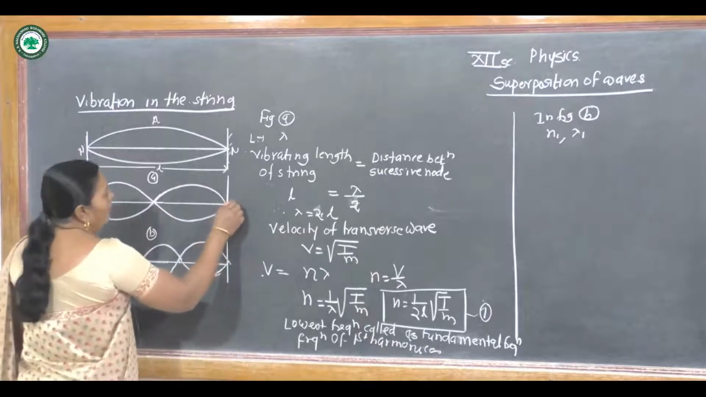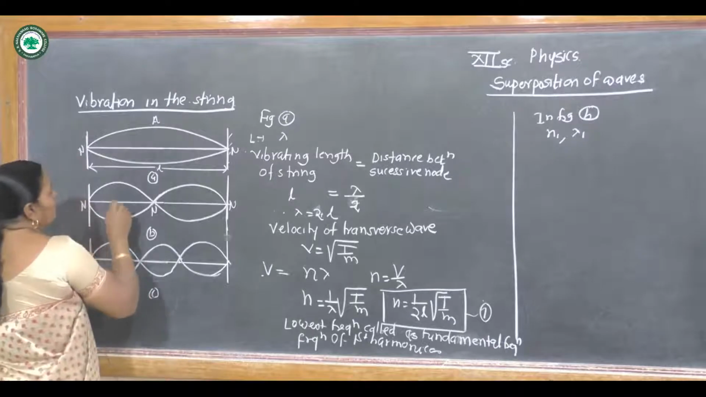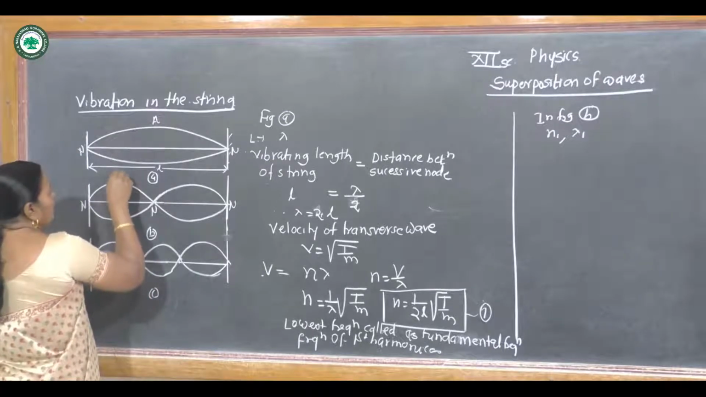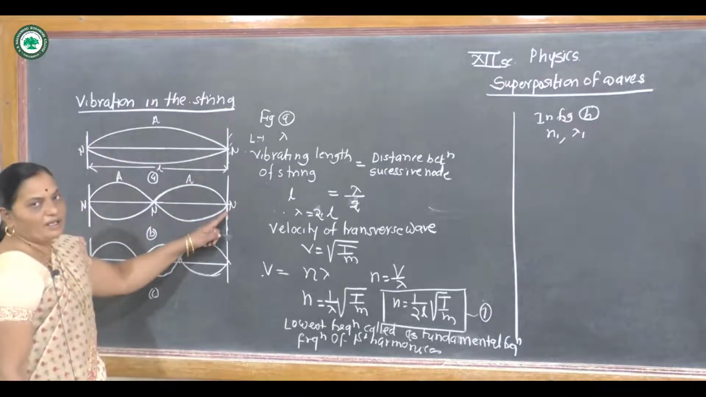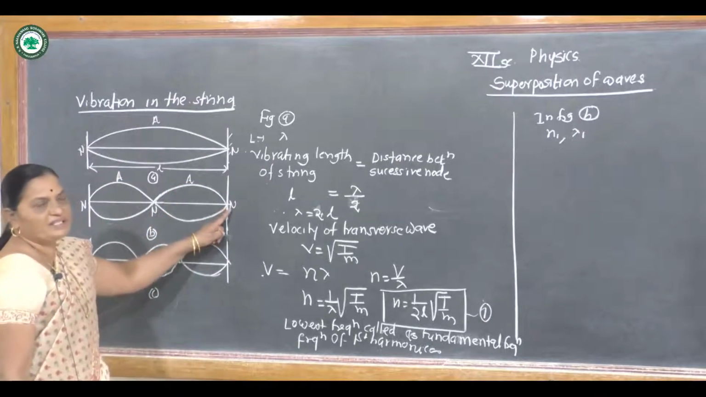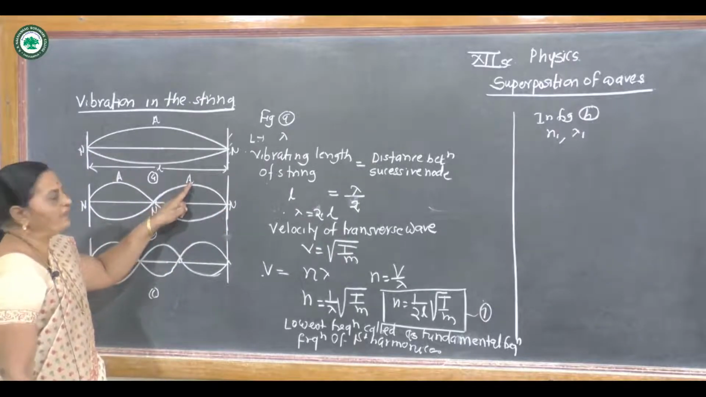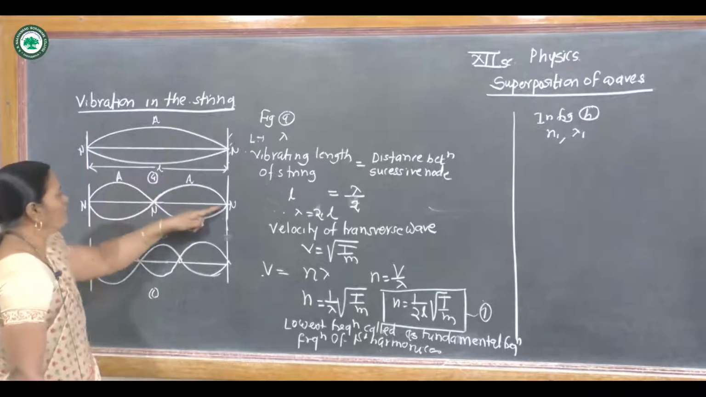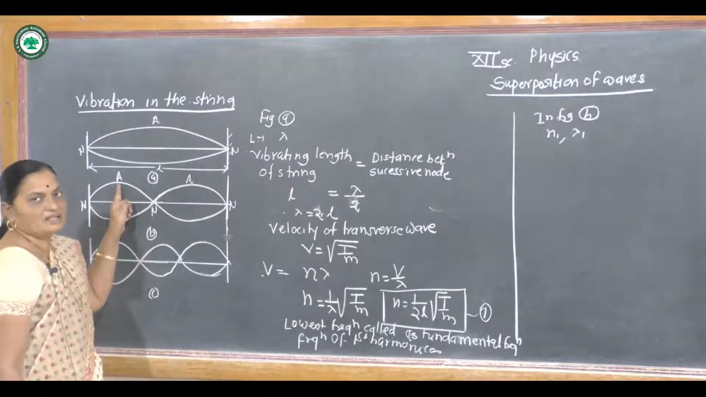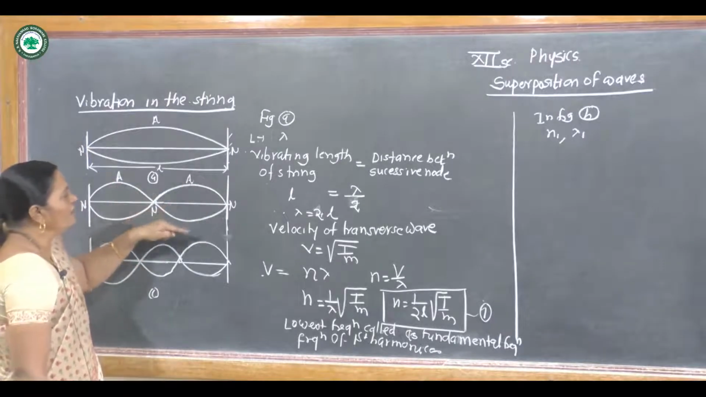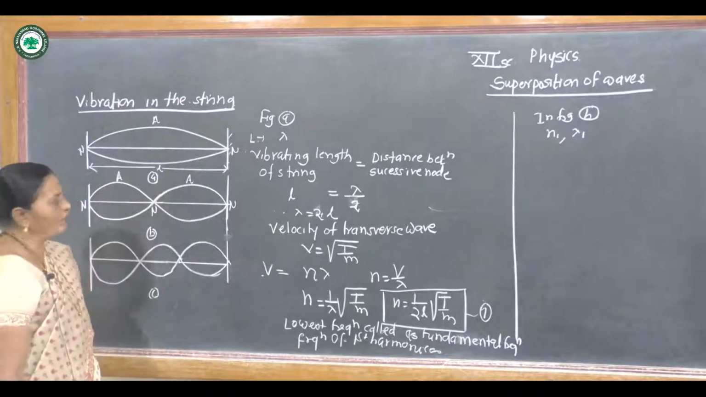Now here at the end a node is formed. At the center, that is here, an antinode is formed. Node is the point at which the displacement is minimum, the antinode is the point at which the displacement is maximum. In this second mode, 3 nodes and 2 antinodes are formed.